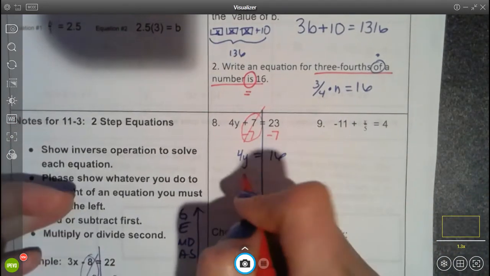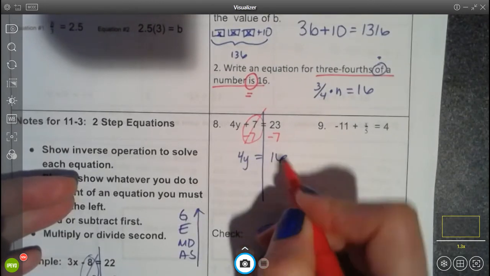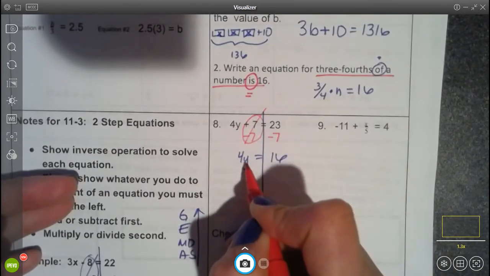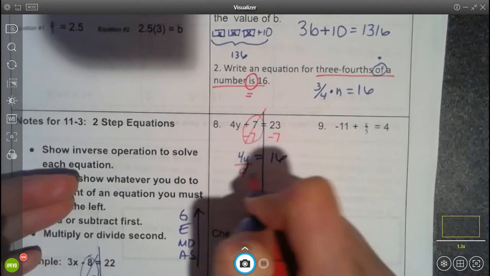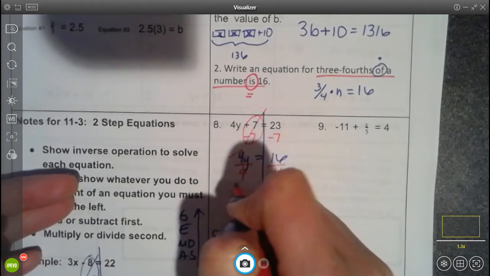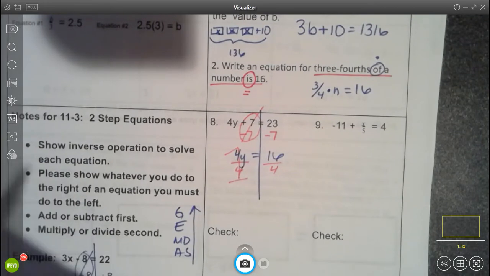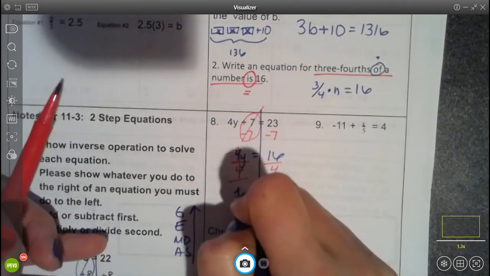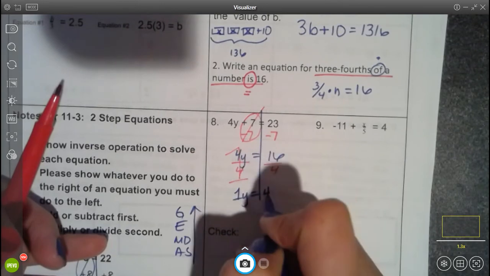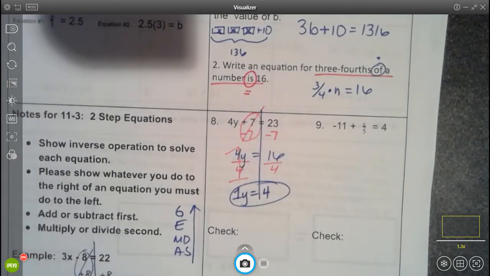And then I am done with the first step, but I still need to figure out what 1y is. So I'm going to divide by 4 because that's going to make my coefficient a 1, and I want to know the value of 1y. So 1y is equal to 4. 1y just means y. I don't need the 1 there.